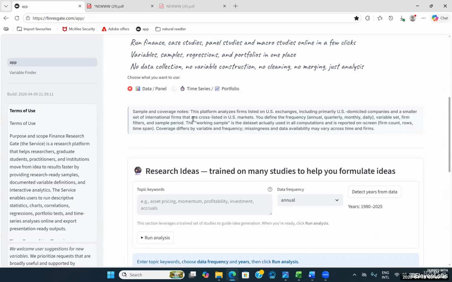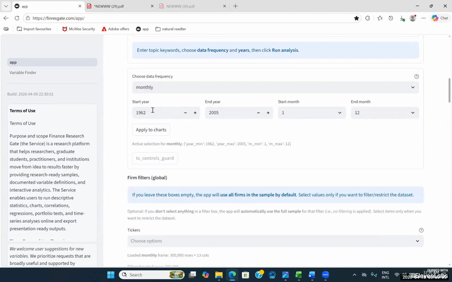So let's apply this using our website. We'll begin with the time series data. And then, for instance, we would proceed to select the year 2000, followed by 2024. After that, we just hit apply.